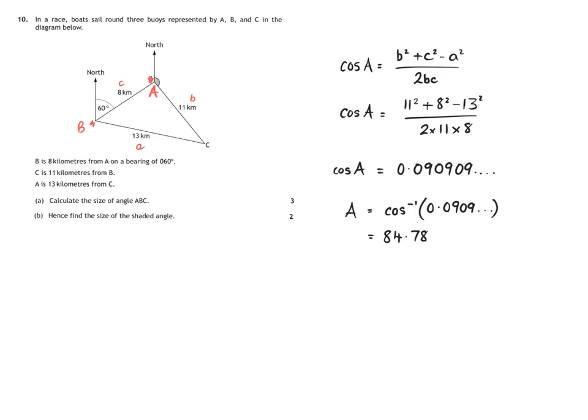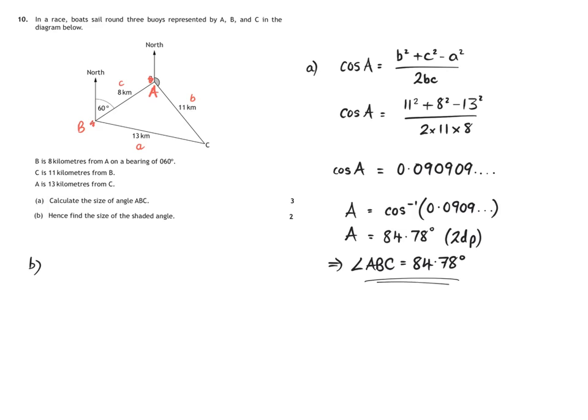So we get 84.78 degrees to 2 decimal places. Okay, so this is the point where you go, therefore, angle ABC is equal to 84.78 degrees. So you go at the end and you say that you know that that is angle ABC. Also, as long as you've drawn on your diagram that you've changed the letters, it's not a big deal, okay? Right, so that was part A.